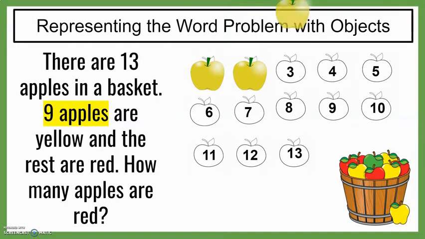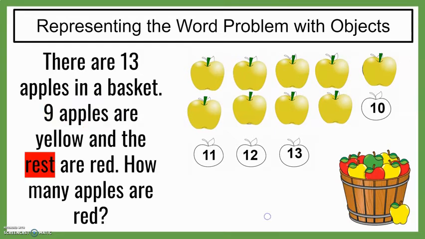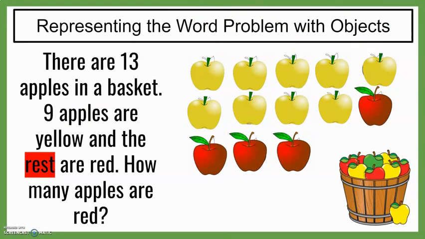1, 2, 3, 4, 5, 6, 7, 8, 9. Now the word problem says that the rest are red. So I'm going to put the rest of the apples as red apples. 10, 11, 12, 13.